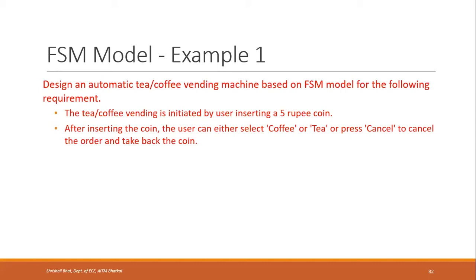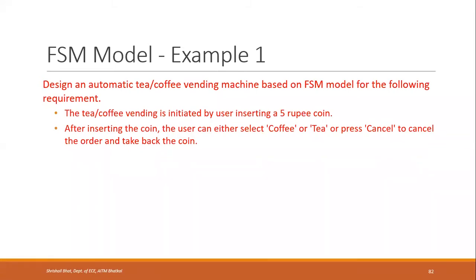The tea coffee vending is initiated by the user inserting a 5 rupee coin. After inserting the coin, the user has to select one particular option. He can either select coffee or tea or press cancel. If he presses coffee, then 1 cup of coffee has to come. If he presses tea, 1 cup of tea has to be dispensed. If he presses cancel, the order has to be cancelled and the 5 rupee coin has to be returned to the user.